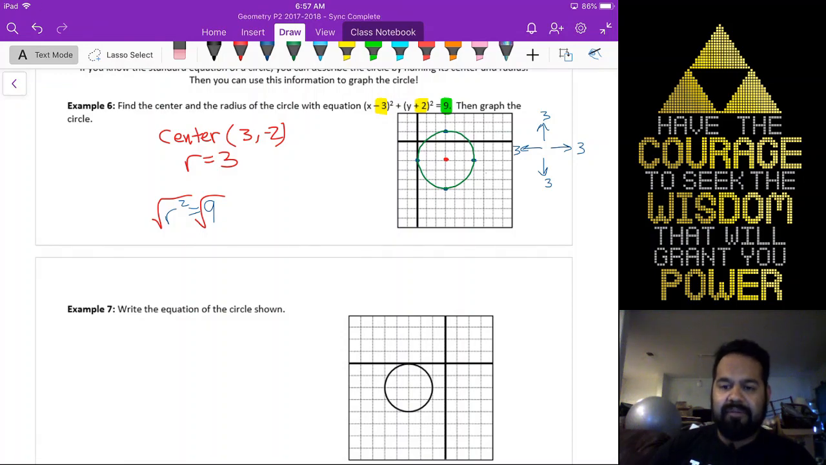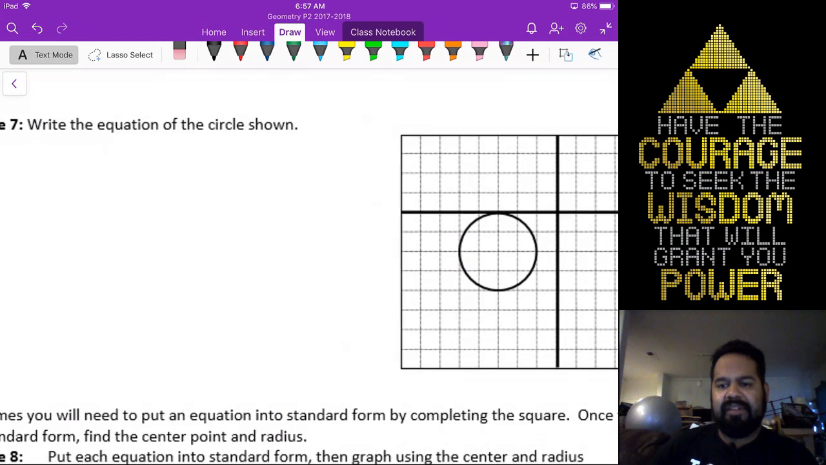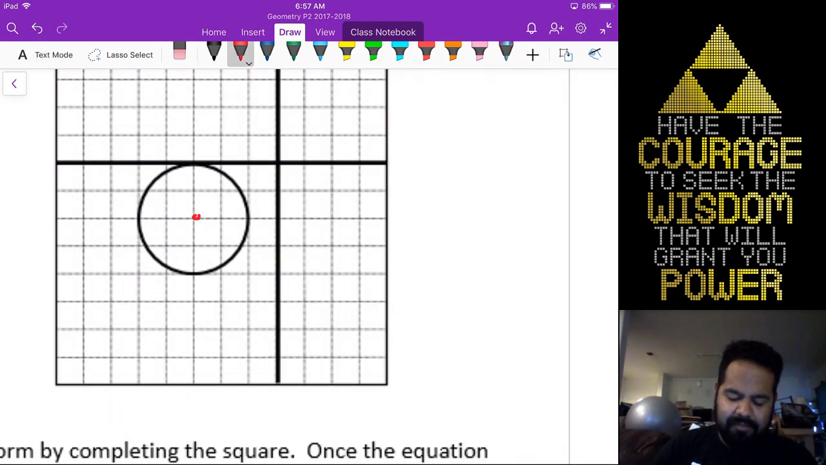Okay, now we can go backwards. We can say, hey, here's a graph. Let's write the equation. Easy. Find the center. Boom, there it is, Mr. T. Awesome.